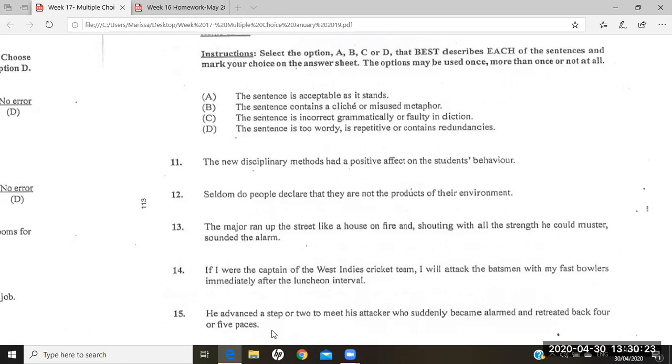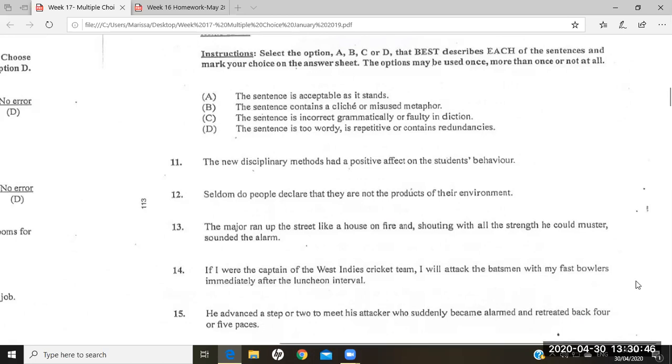So yes, Andrew. Retreated back. Very good. The issue is with retreated back. Retreat already means to go back. Once you are retreating, it means that you are already going back. So it's like you're saying back, back. So the issue here is with the redundancy, retreated back. So the answer for 15 is D.